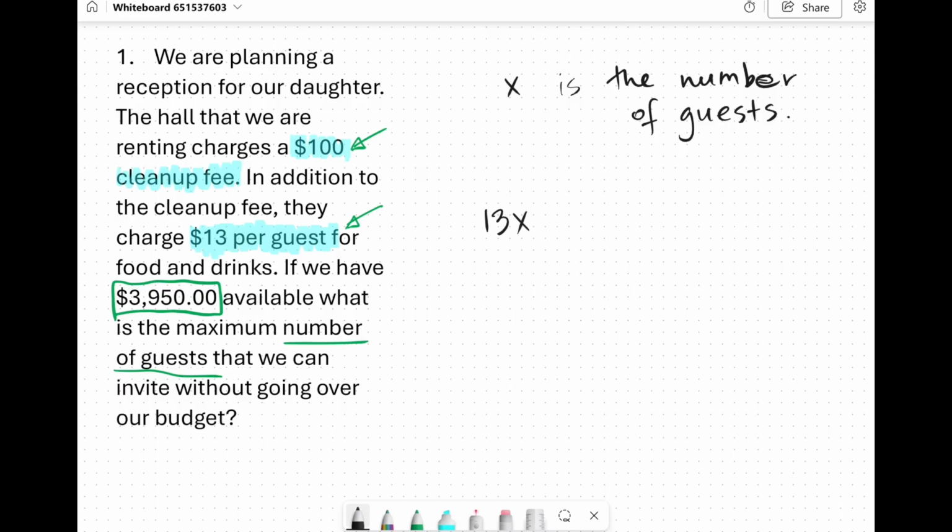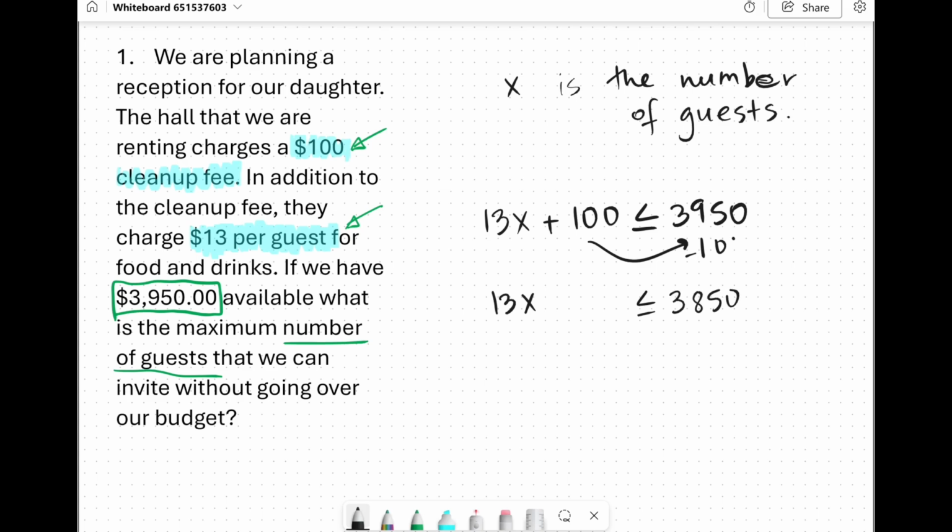Again, in addition to this charge, it's $13 per person. We will have a $100 cleanup fee. We want to stay less than or equal to 3,950. We do not want to be bigger than this number. Solving this, subtract 100 and divide both sides by 13. So I got x to be less than or equal to 296.15, which means we can invite 296 people or less, because if we invite 297 people, we will go over our budget.